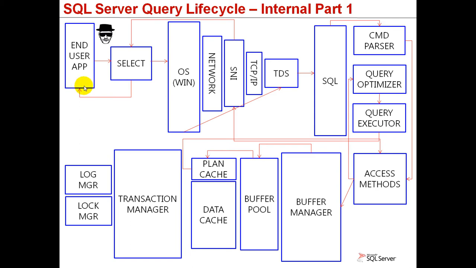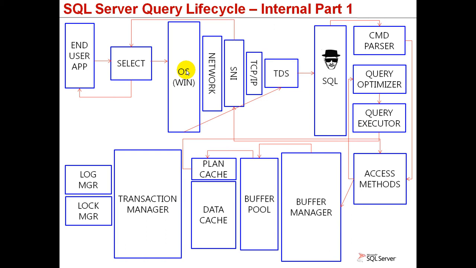Here we have our end user application, which will send a select statement to browse data. The command will then be encapsulated in some sort of package and will traverse some layers until it reaches SQL Server. It reaches the operating system, in this case Windows Server, and passes through the network firewall and the SQL Server network interface using TCP/IP. So the command finally reaches SQL Server. Before that, it uses TDS, which is Tabular Data Stream, a protocol that interacts with the database server.